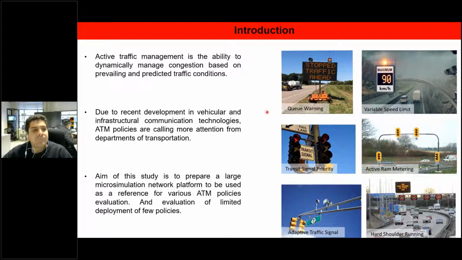As an introduction, I can say active traffic management is the ability to dynamically manage congestion based on prevailing and predicted traffic conditions. Due to recent developments in vehicular and infrastructural communication technologies, ATM policies are calling more attention from departments of transportation. A few examples of ATM policies are provided here on the right side, including queue warning, variable speed limit, transit signal priority, active ramp metering, adaptive traffic signals, and hard shoulder running.